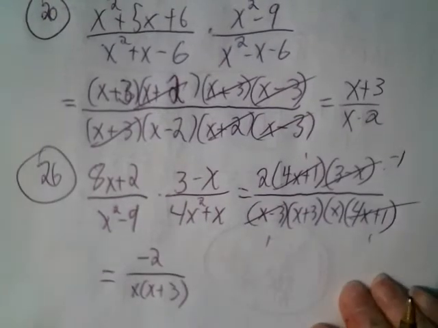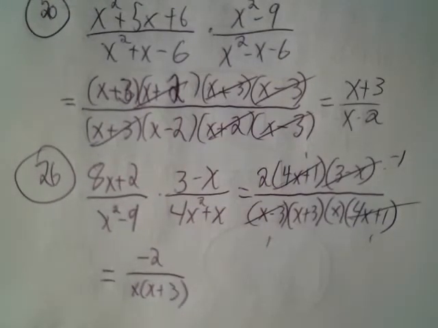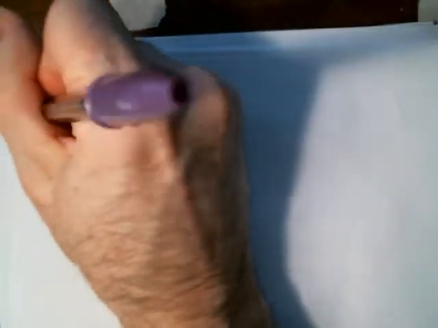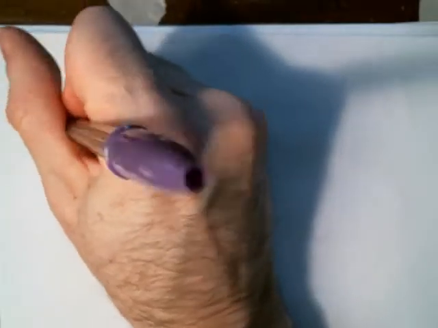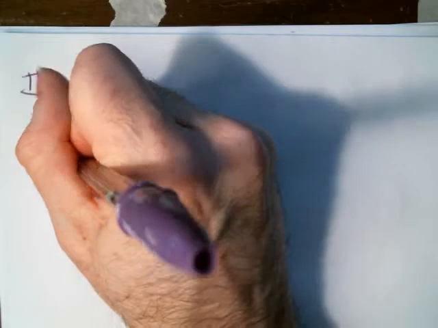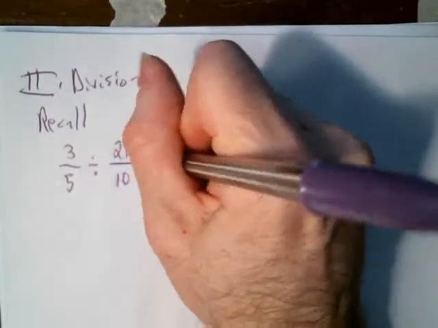Okay, so there's multiplication. Division is pretty much the same thing, except you just have that one additional step where you change the division symbol into the multiplication symbol and take the reciprocal, right? So let's take a look at that. So section 2. Division. And we want you to recall how this worked. So 3/5 divided by 21/10.